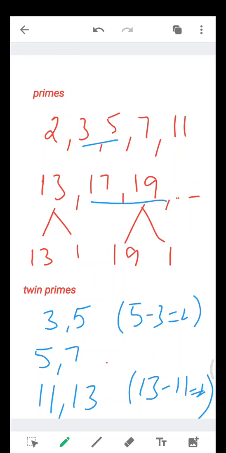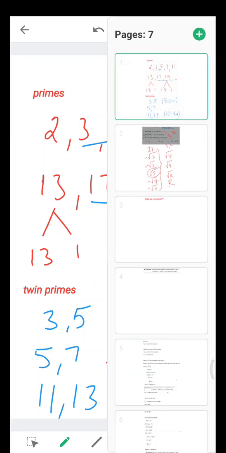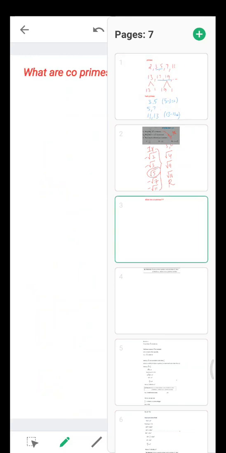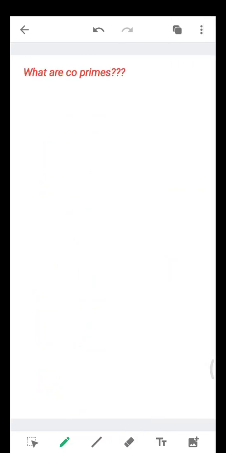So we learned about primes and we have also seen twin primes. Now let's see another term which is used in this exercise, that is co-primes. What are co-primes? Now with the name you may think that co-primes must be prime. No, nothing like that. Co-primes need not be prime.